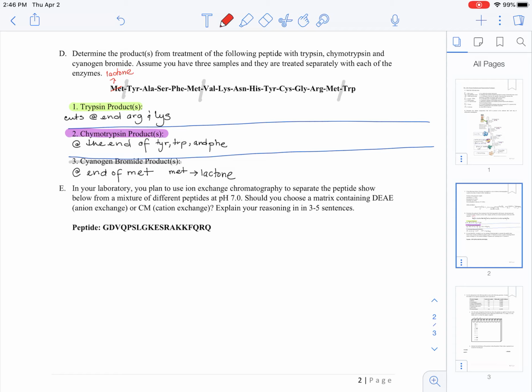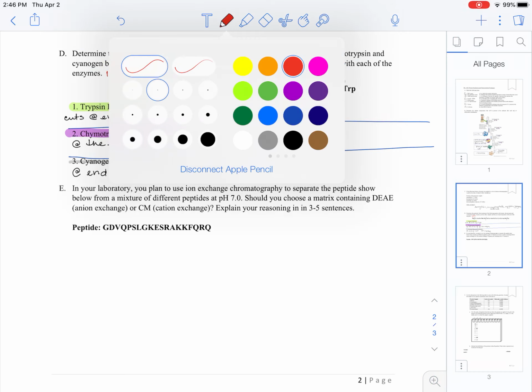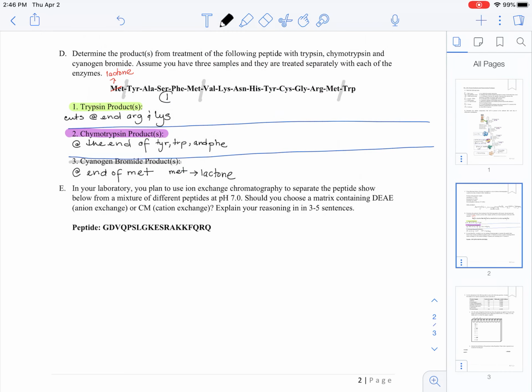So the second peptide is going to look like, so the first one is not a peptide, it's just going to be a lactone. Okay, the second one, it is a peptide. So this is the second fragment. It is your first peptide because there are links between amino acids. But remember that your methionine is going to turn into a lactone. So that means that the first peptide that is produced in this segment is going to be tyrosine, alanine, serine, phenylalanine, and then the last residue is a lactone. A lactone is not an amino acid.